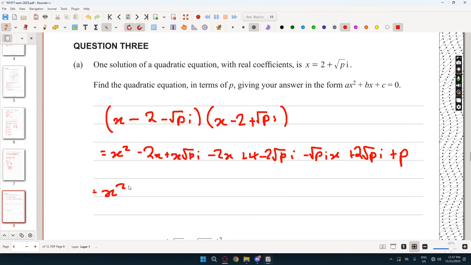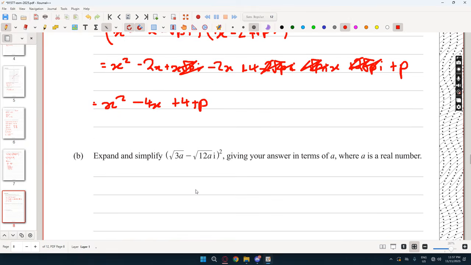So that's x squared minus 2x minus 2x is minus 4x. That cancels, that cancels, that cancels, that cancels. Then all that plus 4 plus p. Plus 4 plus p. Okay.